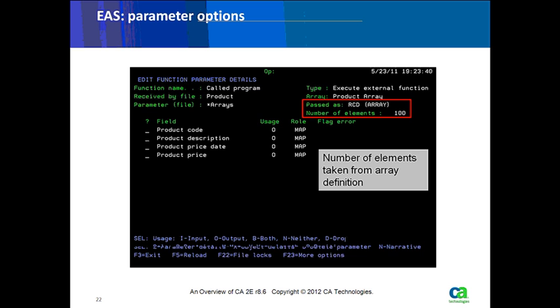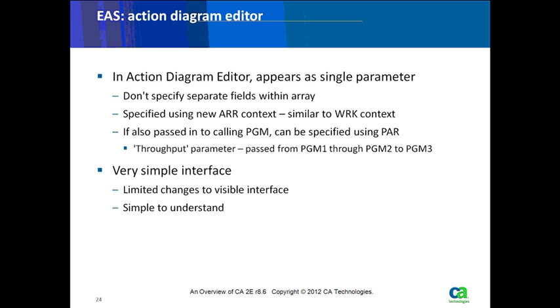And if you did a Z onto that second parameter there, you would see that rather than saying up here on the top right, passed as record or passed as field, we now say, okay, it's passed as an array with 100 elements. And that information is just taken straight from the array definition. So that's the only difference you would see in terms of looking at the parameter details. Now, when you're passing this into a function, it's a single parameter. You can't mess around with the individual fields within that.